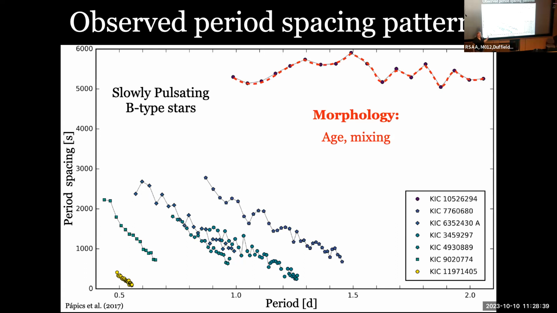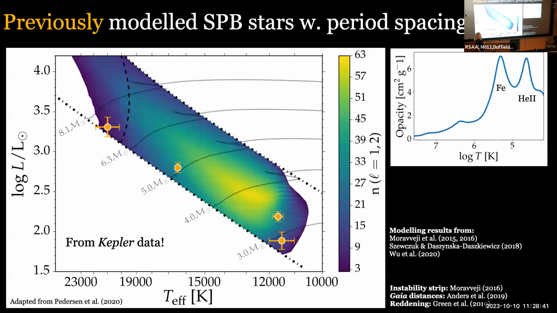So prior to my studies, there were only a few examples of cases where people have tried to model these period spacing patterns of the star. And I'm showing you here the position of these stars in the HR diagram, where the shaded region corresponds to the instability strip of the SPB stars. The brighter yellow in color, the more oscillations we expect to be excited inside the star.